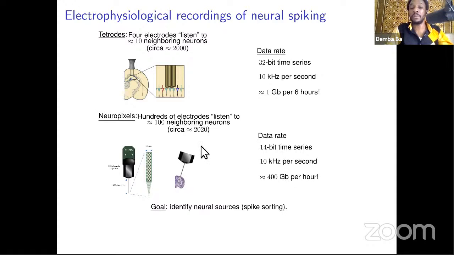Now, what is the goal? You insert the electrodes, they're listening to neighboring sources, and we want to identify the neural sources from the electrode data. The source separation problem, in neuroscience, we refer to as spike sorting. So in the rest of the talk, every time I say spike sorting, you should think of identifying neurons from electrical activity that is recorded from some sensors.